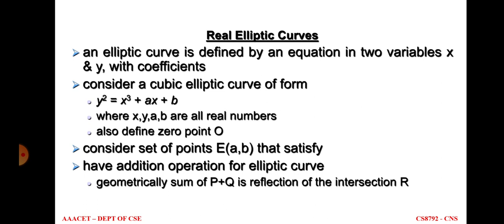So here one important point is what is an elliptic curve, because it is elliptic curve cryptography. We all know what cryptography is, so we should know what an elliptic curve is. An elliptic curve is defined by an equation in two variables, x and y, with some coefficient values. The elliptic curve has the form y square equals x cube plus ax plus b. Here x, y, a, b are all real numbers, and they also define a zero point named O, and consider the set of points E(a,b), the elliptic curve of a, b, which should have an addition operation, right?